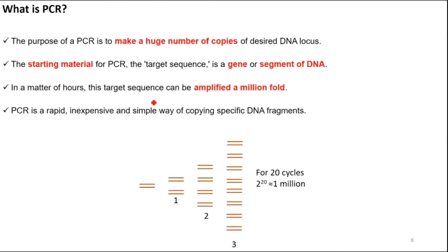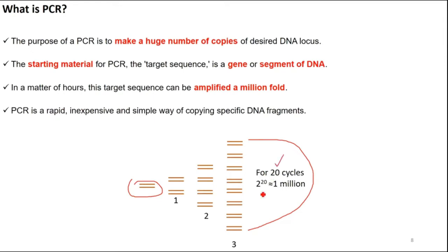We all know what PCR is. It is utilized to make a huge number of copies from very small quantities of DNA. Even a few nanograms of DNA can be utilized to make millions of copies in a matter of hours. Like 20 cycles can turn one copy of DNA into 1 million copies.